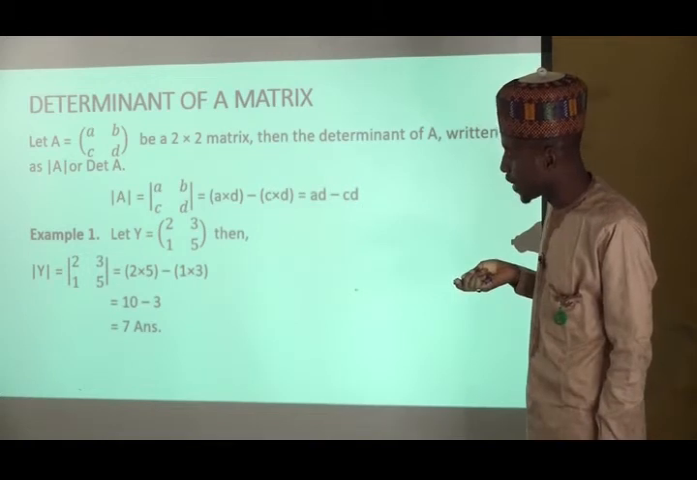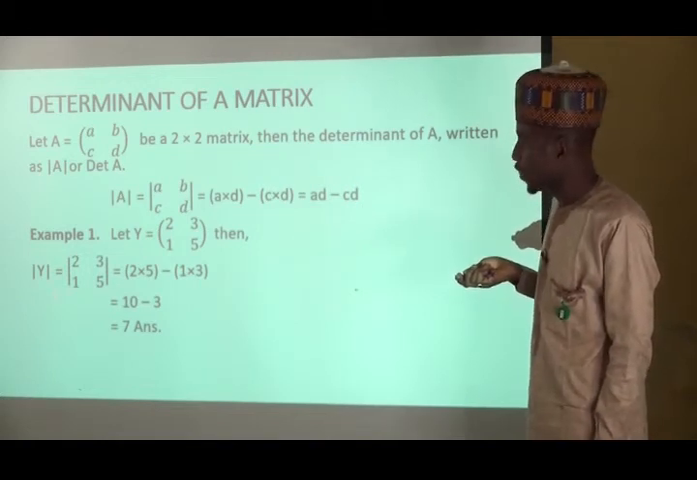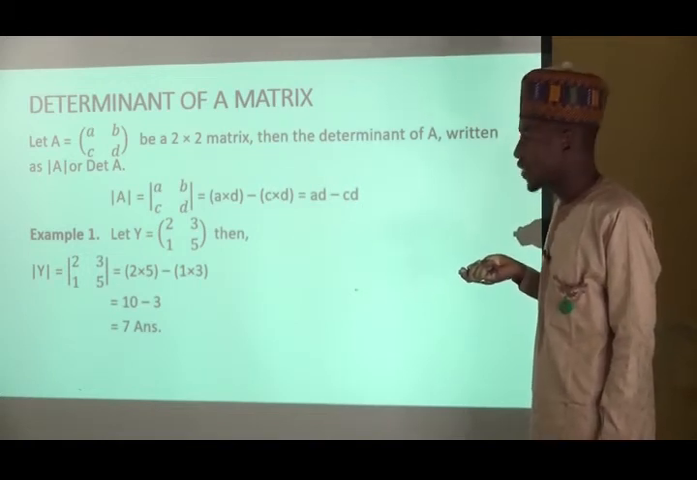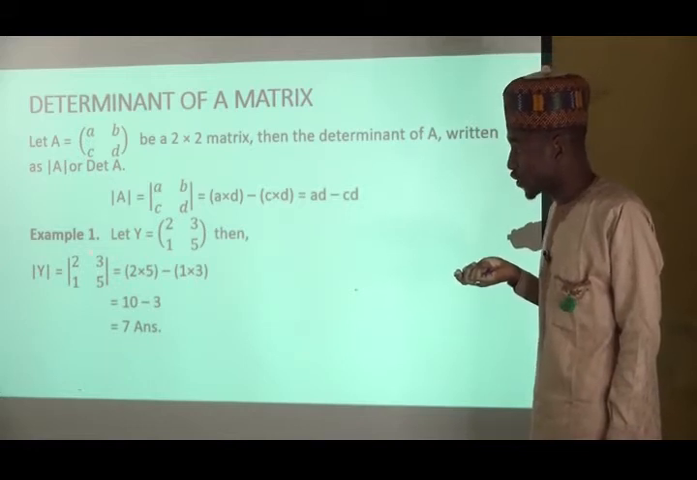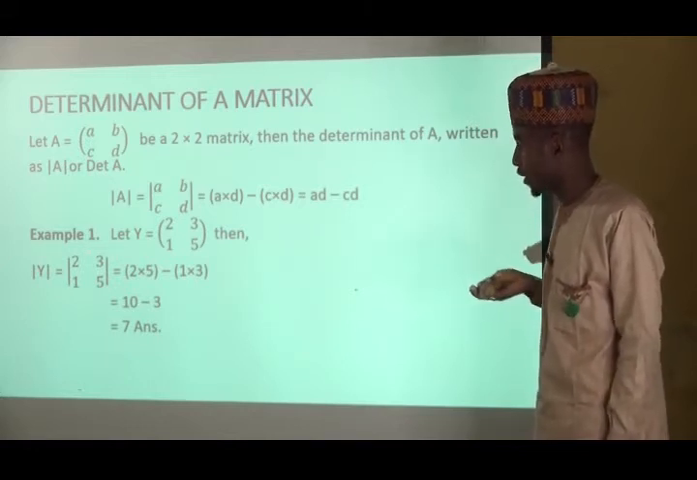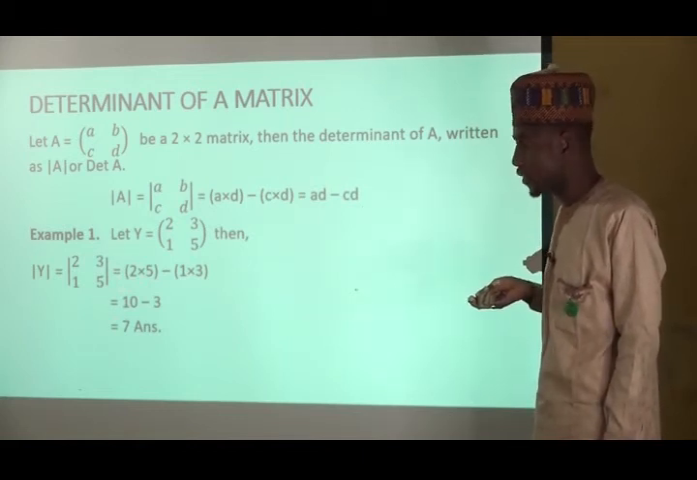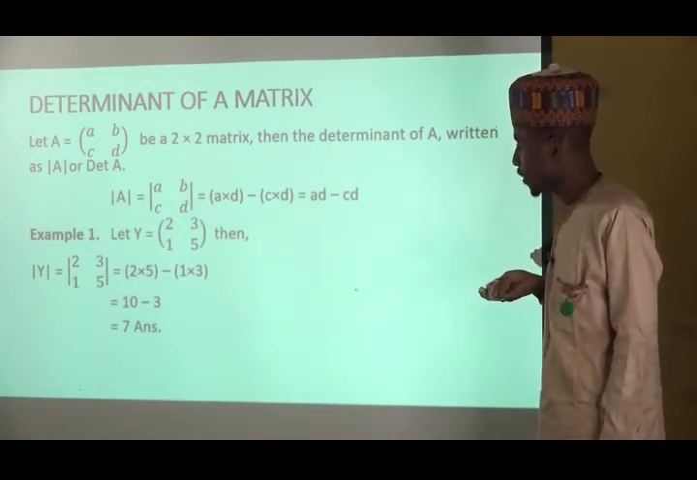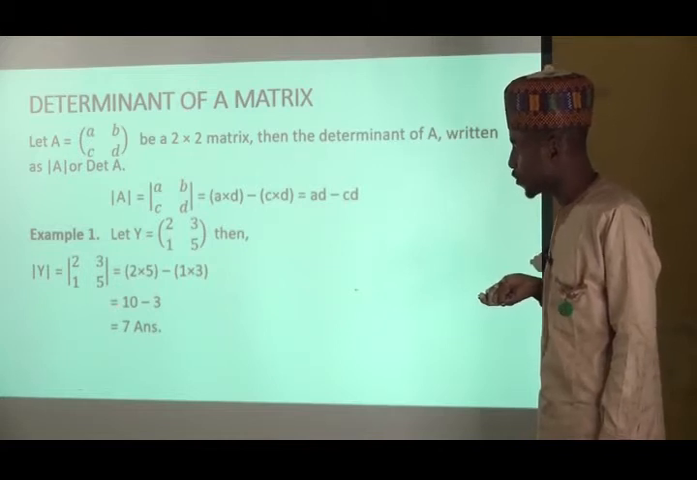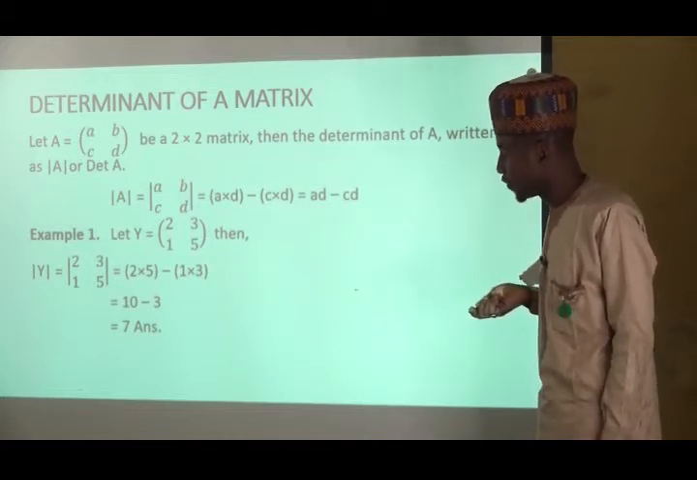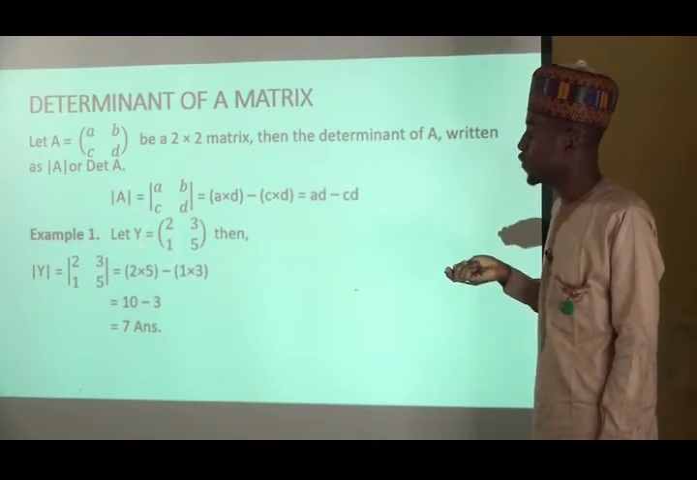Next is to multiply the first number in the second row times the second number in the first row, that is 1 times 3. Now upon multiplication, 2 times 5 is 10, then 1 times 3 is 3. Now 10 minus 3, you have 7. Therefore, 7 is the determinant of the given matrix.